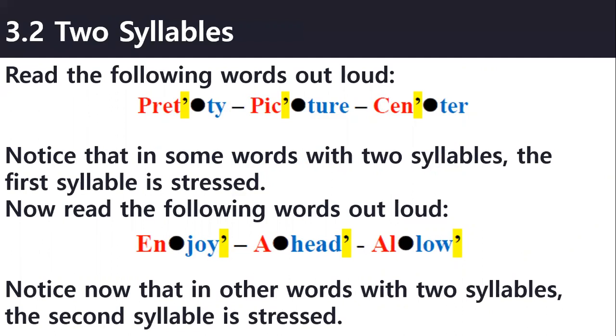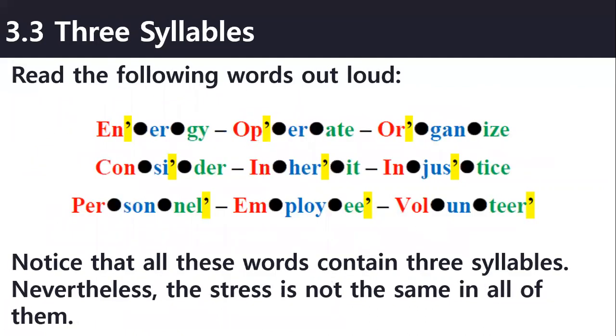In the second case, we have enjoy, ahead, allow. Notice now that in words with two syllables, the second syllable is stressed. Here we have enjoy. Joy is the syllable that is stressed. For three syllables, we have the words energy, operate, organize.